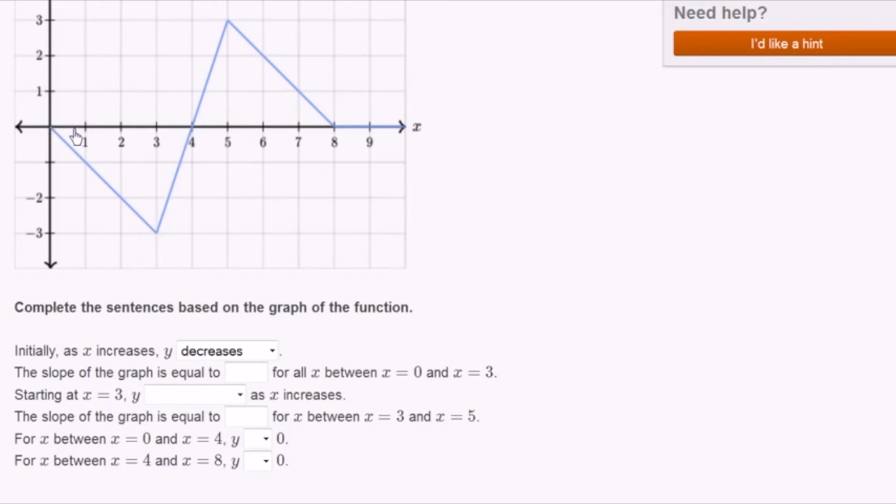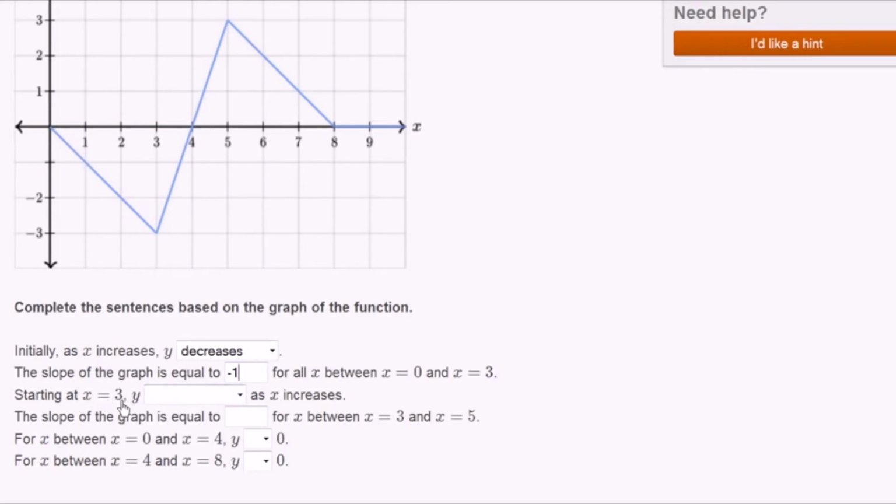Well, every time we move 1 in the x direction, we move down in the y direction. We go negative 1 in the y direction. Move up 1 in the x direction, we go negative 1 in the y direction. So our change in y over our change in x, our change in y is negative 1 whenever our change in x is 1. So our change in y over our change in x, which is the definition of slope, is negative 1 over 1. So it's negative 1. And we see that. Every time x increases by 1, y decreases by 1.